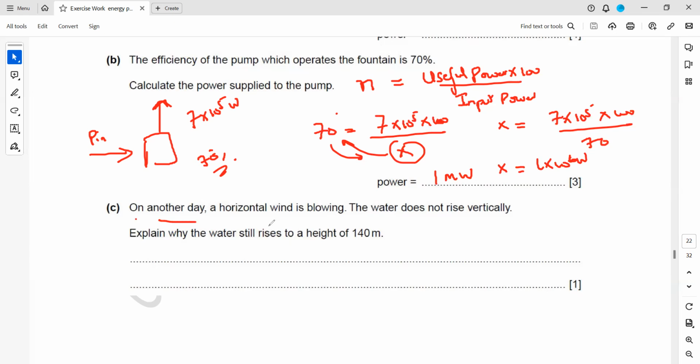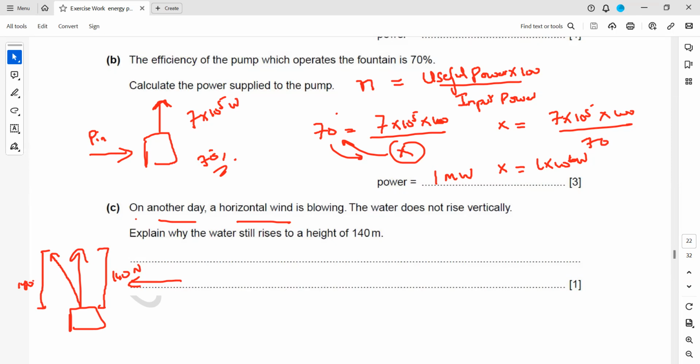On another day, a horizontal wind is blowing. The pump is propelling the water and there is a horizontal wind. Because of the wind, the water does not rise vertically, but it rises to the same height of 140 meters. This was 140, this is also 140. So even though the wind is blowing, the water rises to the same height, even though it follows a different trajectory, a different path.